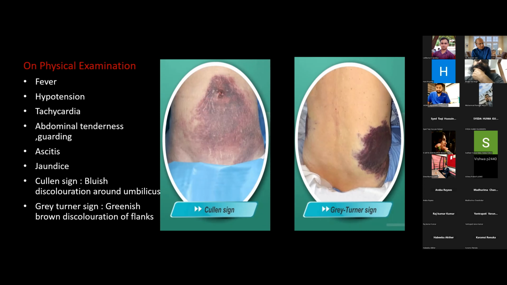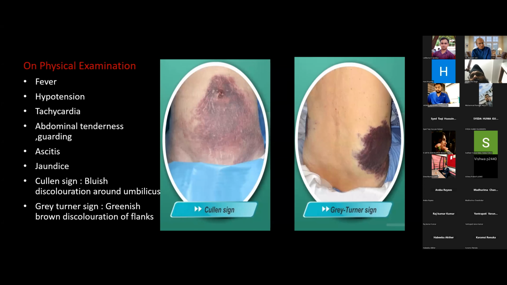Now, there are two signs, the Cullen sign and the Grey Turner sign. If there is an ecchymotic discoloration around the umbilicus, it is known as Cullen sign. And if this ecchymotic discoloration is present around the flanks, it is known as Grey Turner sign. They both suggest retroperitoneal bleeding.